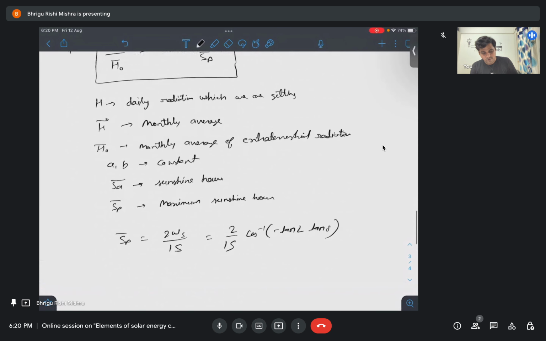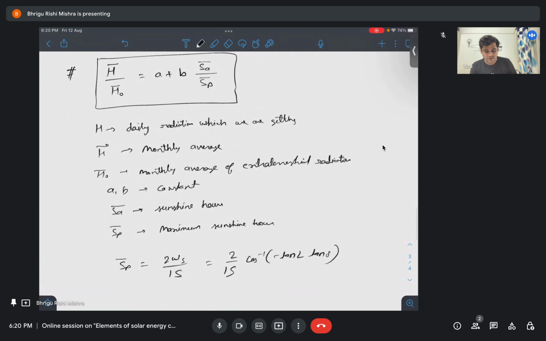So for a given location we need to calculate H naught and S P bar, and a and b constants will be given for that particular location, and S A bar will also be given. We need to calculate S P bar, and then accordingly we can calculate H bar, that is the total solar radiation coming on the surface, which is basically the monthly average.